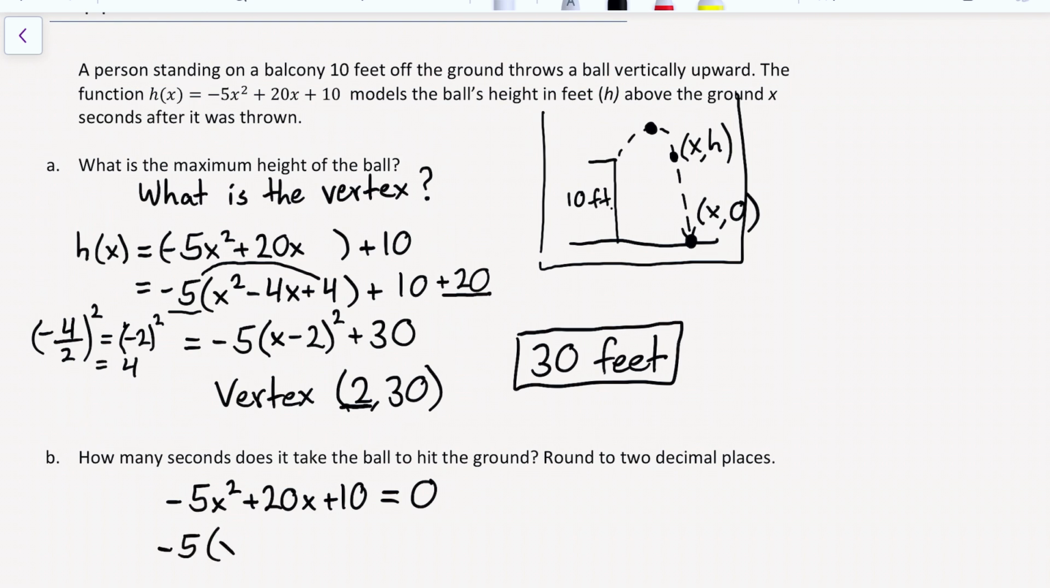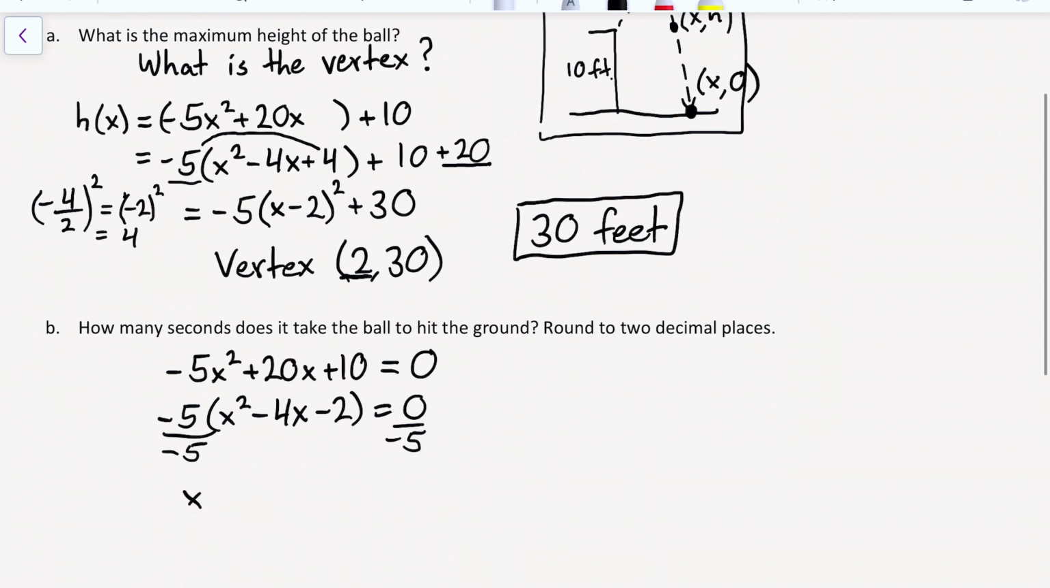I could make this a bit simpler by factoring out a negative 5 and then dividing by that amount. I divide both sides by negative 5, and I get this equation: x squared minus 4x minus 2 equals 0. So I want to solve this in some way to find this x value. I cannot solve by factoring, so I'm going to use the quadratic formula for my solution.